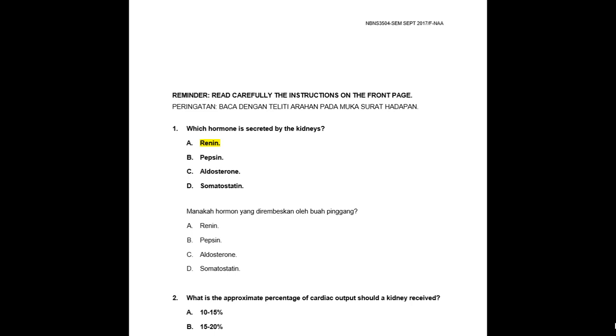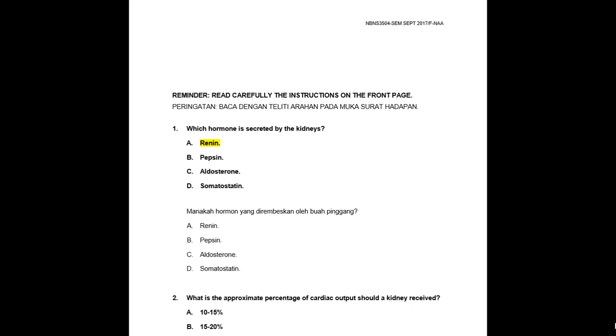First question is, which hormone is secreted by the kidneys? Answers are A. renin, B. pepsin, C. aldosterone, D. somatostatin. So I think you know the answer already. Renin is a hormone which is secreted by the kidneys and which regulates blood pressure. So the answer for the first question is A, that is renin.